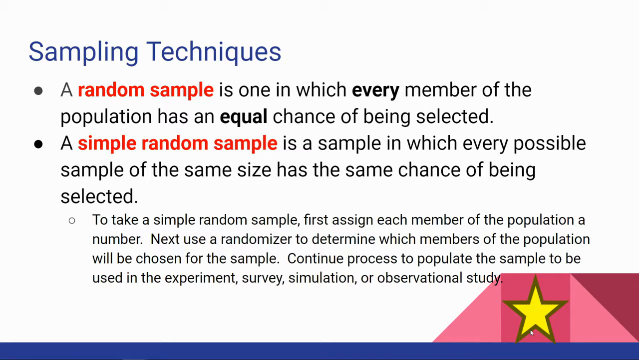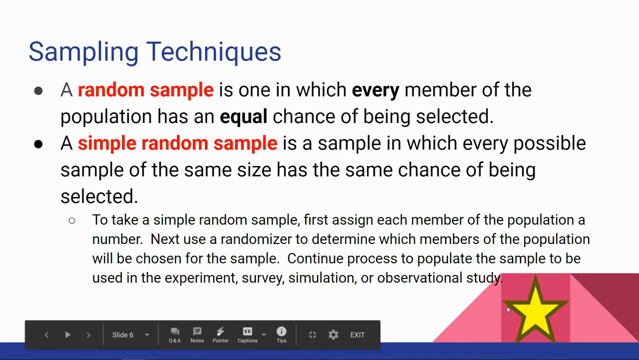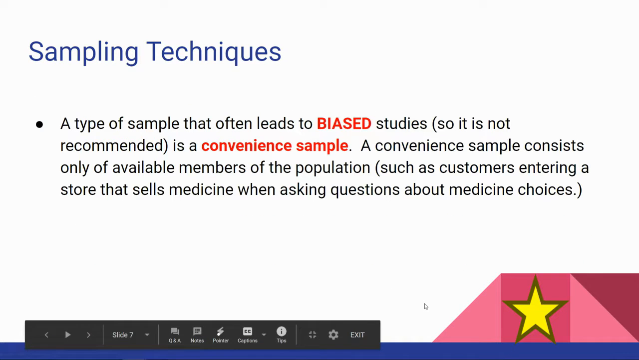To take a simple random sample, there are a couple of different ways you can do it. The first is to assign, and this is for either one, assign each member of the population a number. And then you use either a randomizer or what we call a table D chart to determine which members of the population will be chosen for the sample. And you continue the process until you populate a sample of the size you want for the experiment, the survey, the simulation, or the observational study.